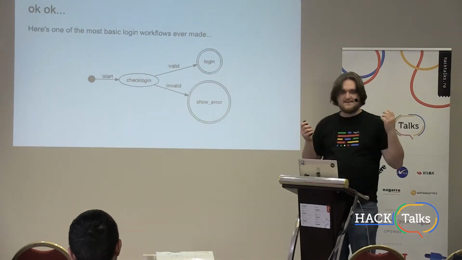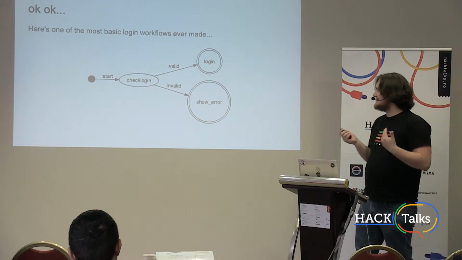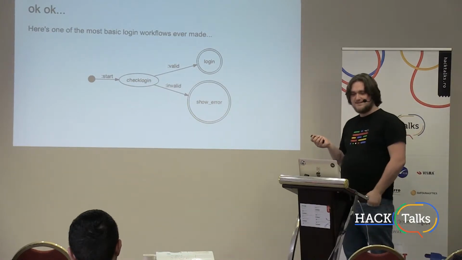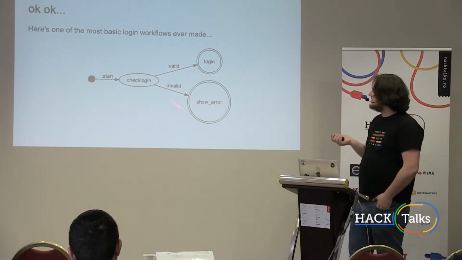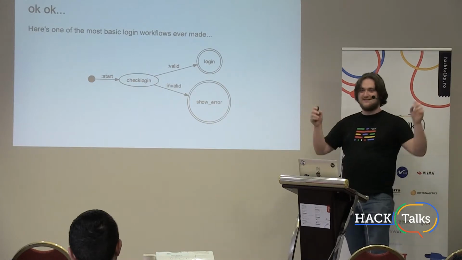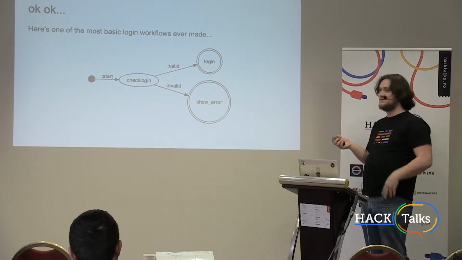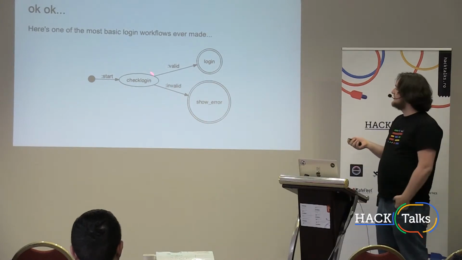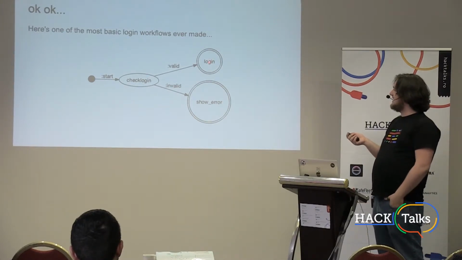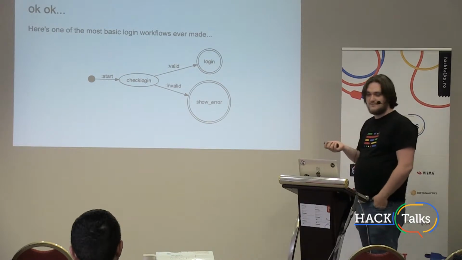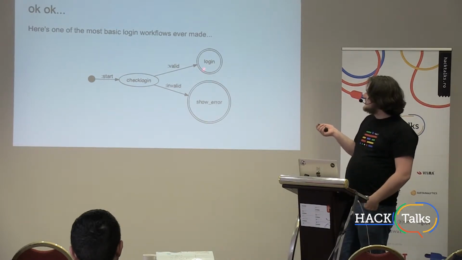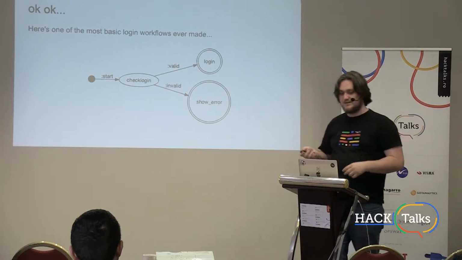So let's think of something slightly more advanced, something that, for example, does login. The simplest login system in the universe. We have a function that starts off in the check login state, and if you give it the proper login, it goes on the valid path and logs you in. Otherwise it shows an error. The two circles mean it's an end state, and so it's done.